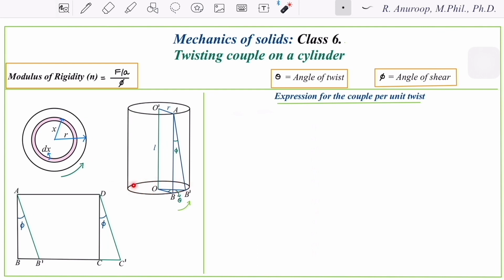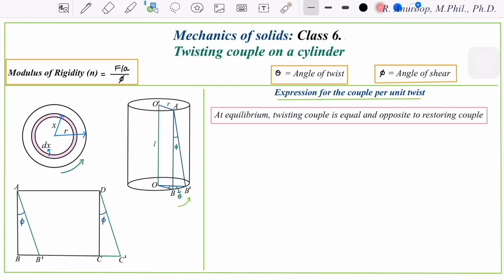Now imagine that the cylinder is made of a large number of hollow coaxial cylindrical shells of gradually increasing radius. This is the cross-sectional view of the cylinder having radius R. The shaded part represents one such cylindrical shell having radius x and thickness dx.